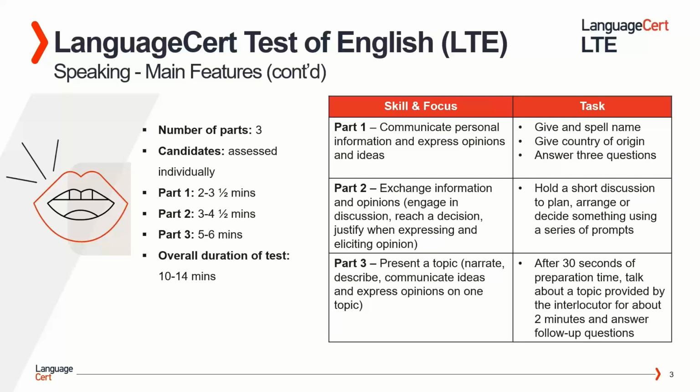What skills are assessed during these 3 parts of the speaking examination? Part 1 assesses the test taker's ability to communicate personal information and express opinions and ideas. Part 2 assesses their ability to exchange information and opinions, such as by engaging in discussion, reaching a decision, justifying, and expressing and eliciting opinion. Part 3 assesses their ability to present a topic, narrate, describe, communicate ideas, and express opinions on one topic.